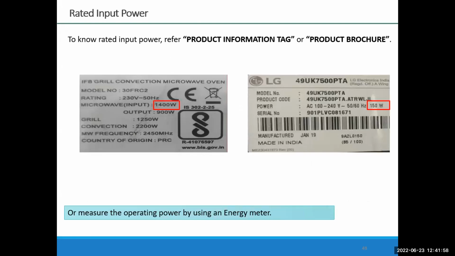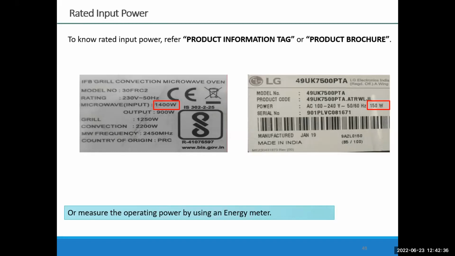Every appliance will have a nameplate at a different location on that particular appliance. Say, for example, a microwave: at the bottom of the microwave, we can see this nameplate. The microwave input power is 1400 watts and output is 900 watts. Whatever we are giving, or we are measuring, is the input power of any equipment. The output power depends on the efficiency of the equipment. So whatever we are measuring or taking down should be the input power.